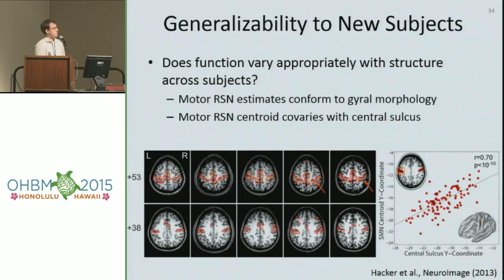To quantify this, we also looked at where the centroid of the motor system was with respect to the central sulcus and found a correlation in their Y position.